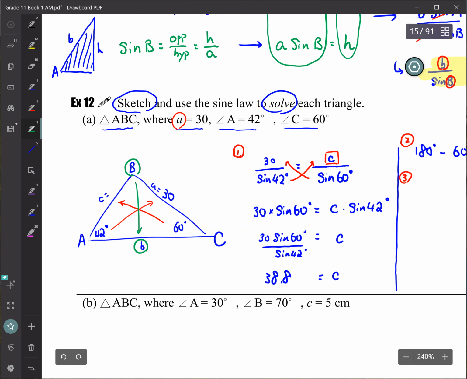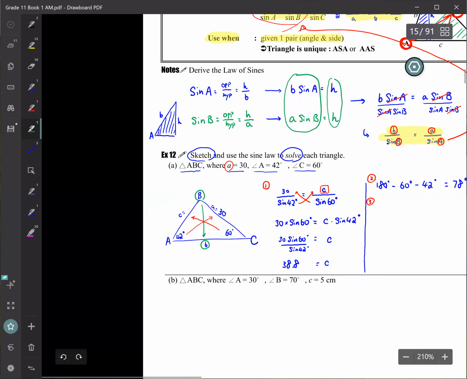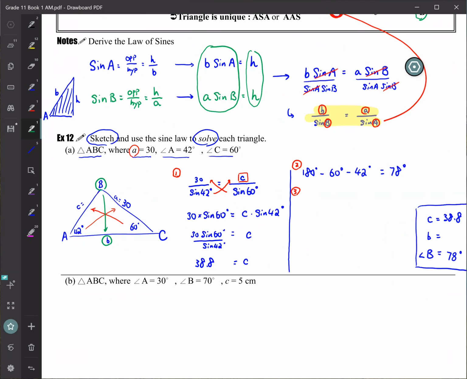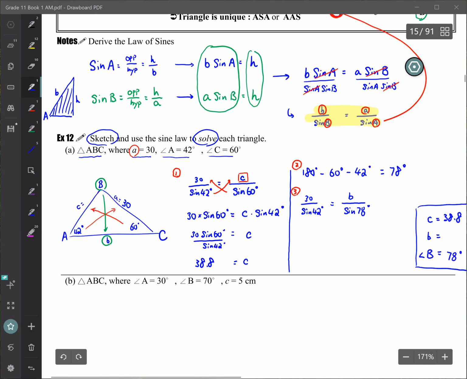Right, you're missing the side B, so you can set up the pair again, the sine law again. So I'm going to use the pair that they give you, right? 30 over sine 42, right? That's the pair A. And then we do the same thing for pair B. Pair B is missing B, and then sine B. Any questions so far? How I get that?